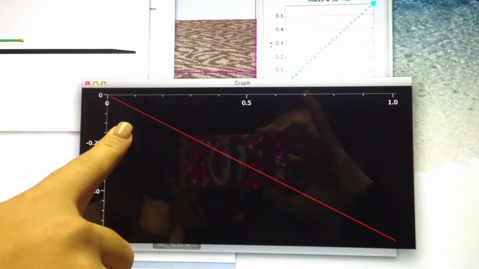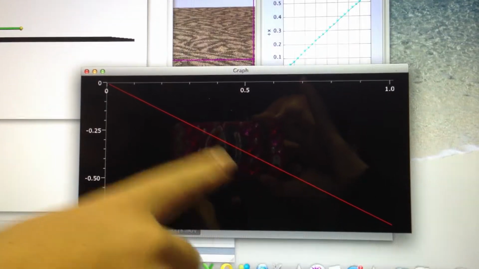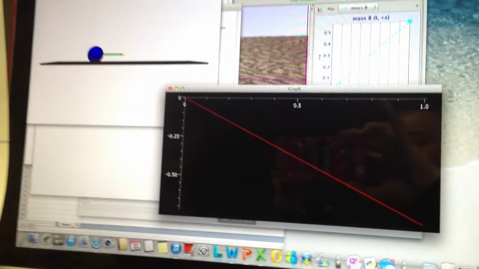Also, our graph shows that as time goes on, it gets more negative as it advances, just shown right there. So that answers the question of what if it was moving in the negative x direction.